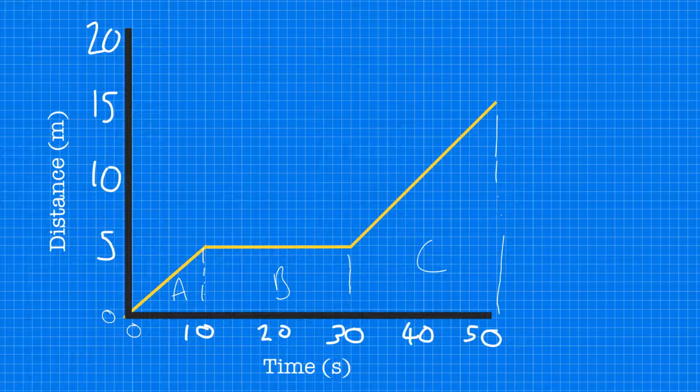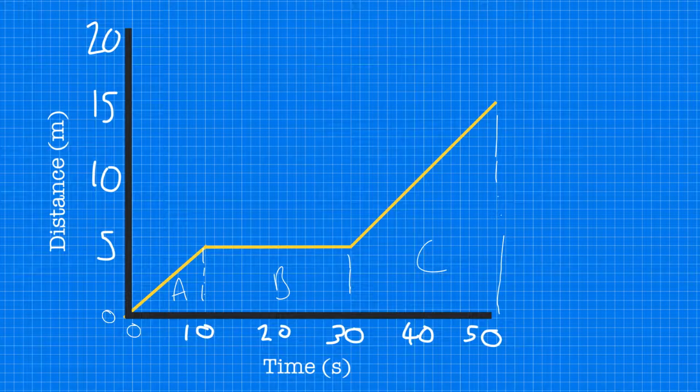Now if we look quickly at section B first, we can see that the time passed is between 10 and 30 seconds. So there's 20 seconds passed in total. But the distance they have travelled from their start stays at 5 meters. So between 10 seconds passing and 30 seconds passing, their distance does not change at all.